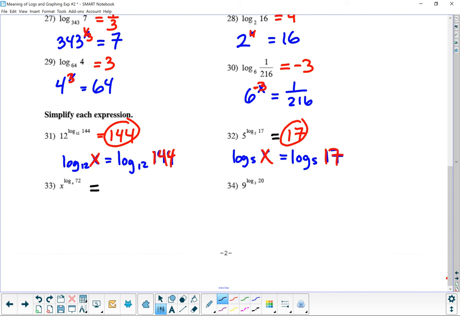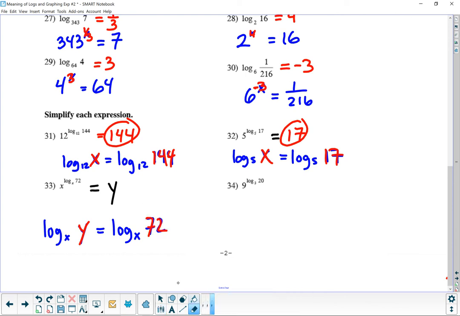And some of you guys may know the answer already, but I'm going to play like I don't know, and I'm going to call this, I'm not going to call it x because there's already an x in there. So I'm going to call it y. Okay, so I'm going to rewrite this as log base x of y is equal to, and the exponent is log base x of 72. And that means that my y would have to equal 72. So y is actually 72. That's your answer to x to the log base x of 72.